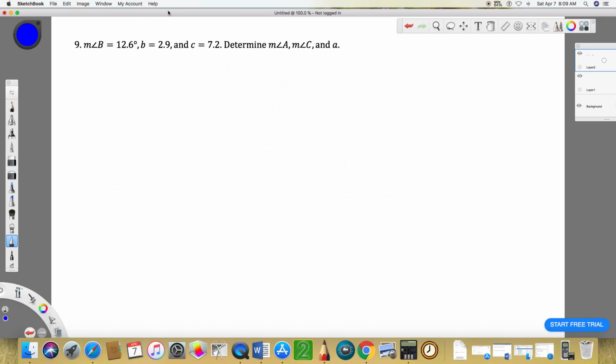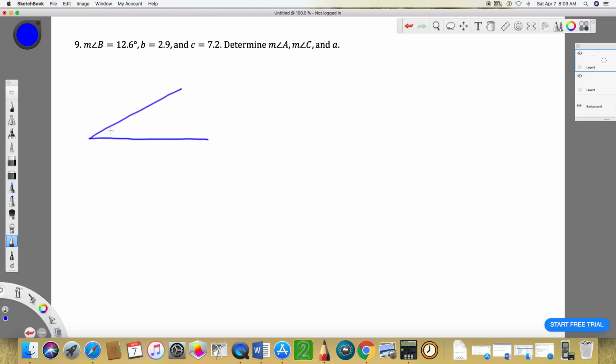Let's take a look here at number 9. We want to solve this triangle. They give us half the information, and we need to come up with the other half. We need to determine the measure of angle A, the measure of angle C, and the length of A. So let's make a sketch of what they've given us.